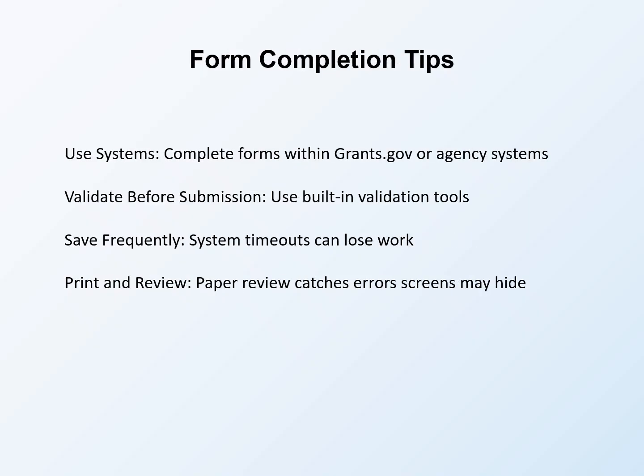Practical tips for form completion help you avoid common problems. Attention to mechanics prevents errors that can delay your application. Use systems by completing forms within Grants.gov or agency electronic systems rather than trying to recreate forms manually. Electronic systems include calculations, validation, and formatting that reduce errors. Paper forms submitted electronically often have formatting problems.